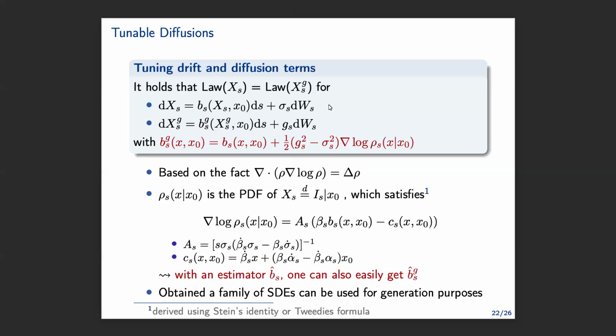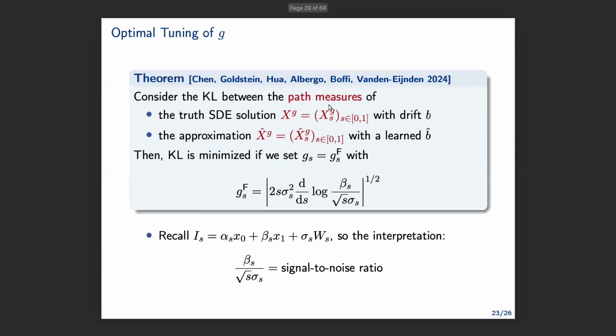But then the question is, you get many SDEs, so which one is the best you want to pick? You do want to have some optimality. It turns out that if we consider a specific criterion, which is the KL divergence, a criterion for measuring the discrepancy between distributions, it's not a distance. If we consider the KL between the path measure of the whole path trajectory of X^G and X^G hat, then we can show, interestingly, that the KL is minimized if you set g_s to this very interesting formula.